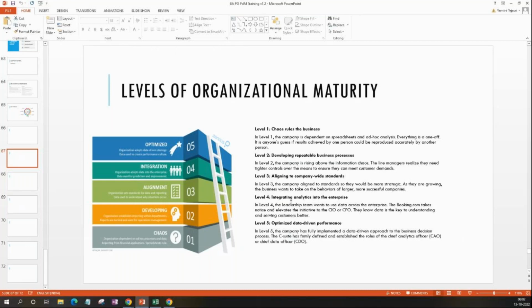And then we have integrating analytics into the enterprise, wherein you'll start taking decisions based on data, meaning the leadership team wants to use data across the enterprise. The example that I put is booking.com. They take notice and elevate the initiative to the CEO and CFO, meaning you take decisions based on data.